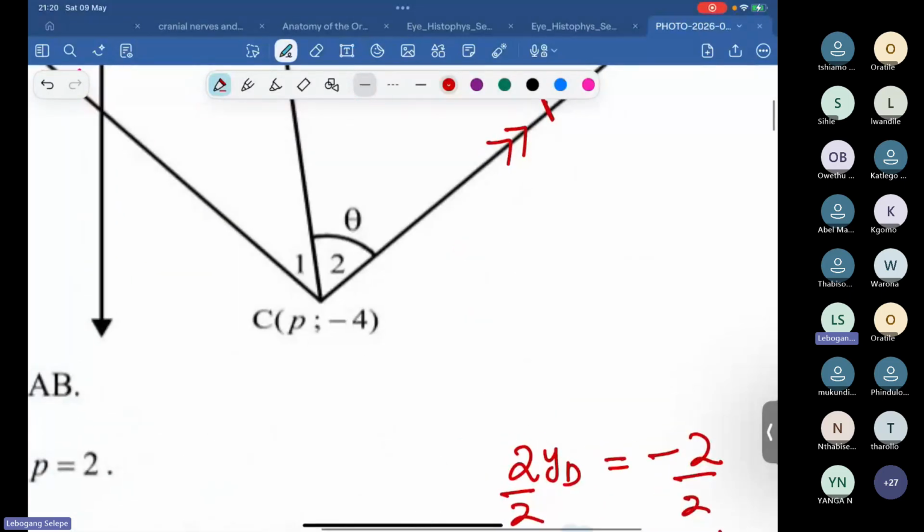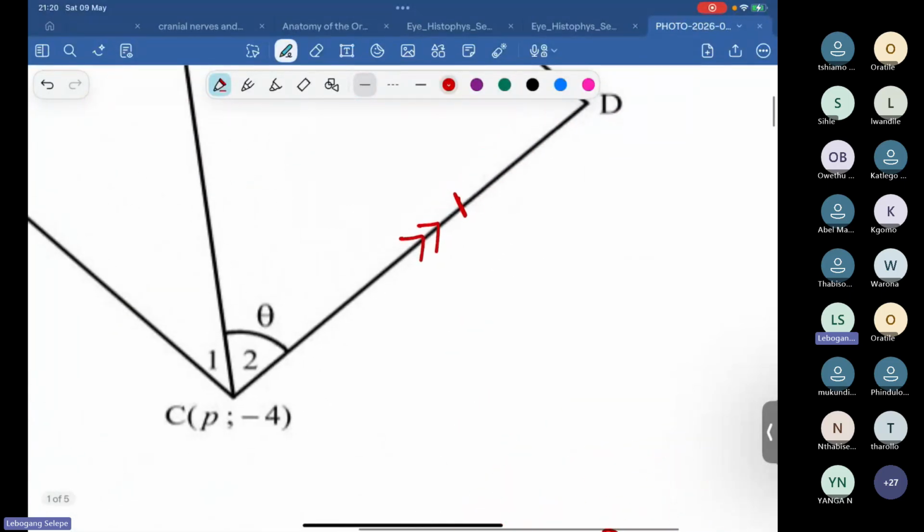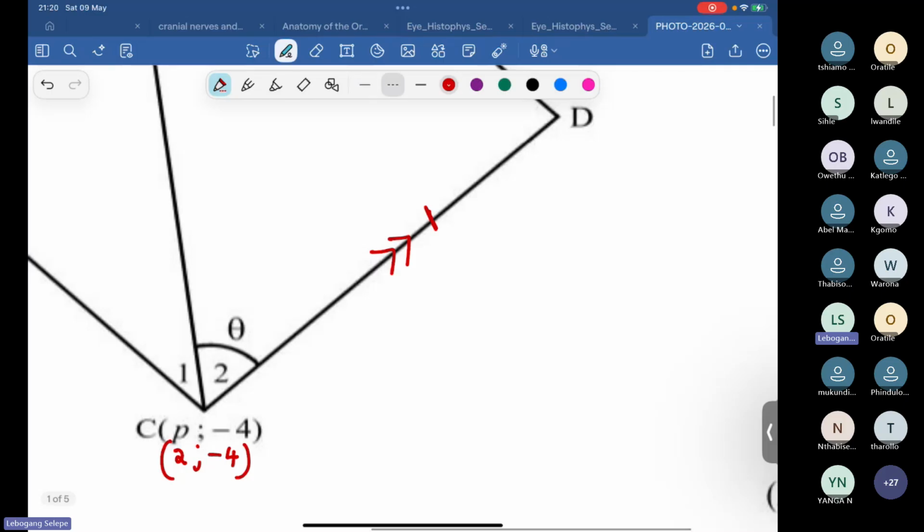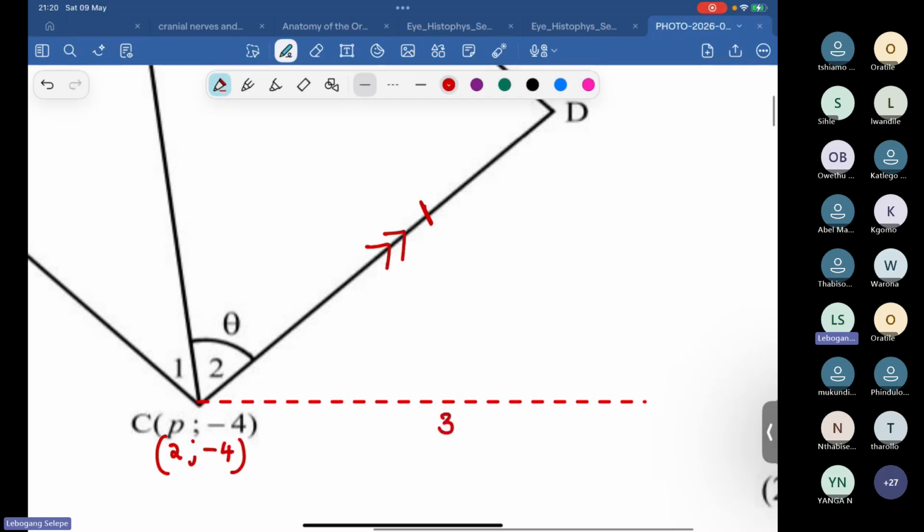So now we're going to again ask ourselves, remember that we had already calculated that this is 2, negative 4. It's the coordinates of C. So now you'd ask yourself, how do I move horizontally from C to D? I must also move 3 units, right? Because that's what happened between A and B. So this must also be 3 units, and this must also be 3 units right here. So we can find the coordinates of D just like that.